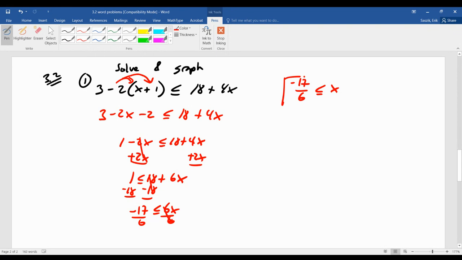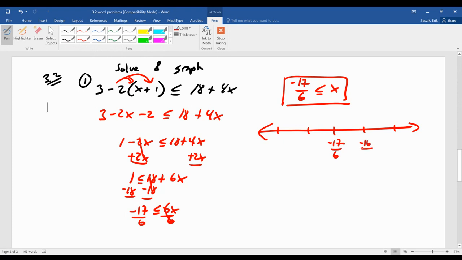Now remember, I suggested always reading it from the variable. So this is x is greater than or equal to -17 over 6. Now when we go ahead and set up our number line, put the fraction number in the middle. So now we're counting by sixths. So if that's -17, this would be -16 over 6. This would be -15 over 6. This would be -18 over 6. This would be -19 over 6. Now I know some of these fractions reduce, so I'm not going to worry about that on this.